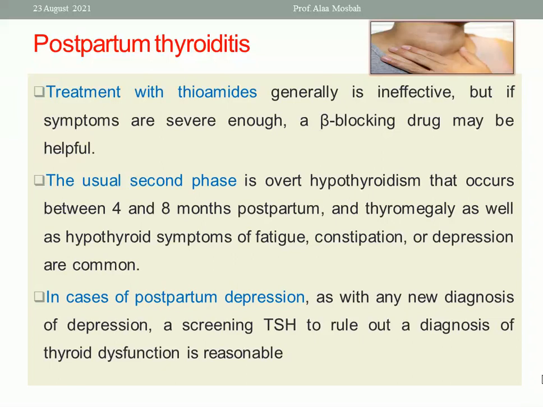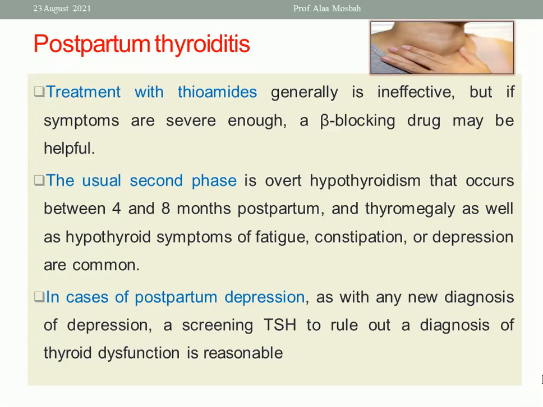The usual second phase, as I mentioned before, is overt hypothyroidism. So the first phase is hyperthyroidism, the second phase is hypothyroidism. That occurs between 4 and 8 months postpartum, and thyromegaly as well as hypothyroid symptoms like fatigue, constipation, depression, and weight gain are common. In cases of postpartum depression, as with any new diagnosis of depression, a screening TSH should be done to rule out thyroid dysfunction. So be careful about this point because it is important.